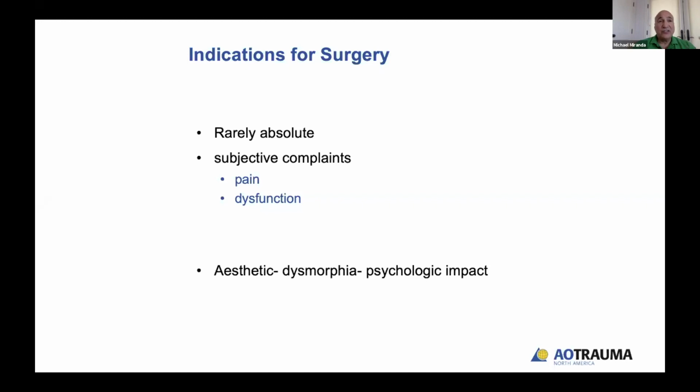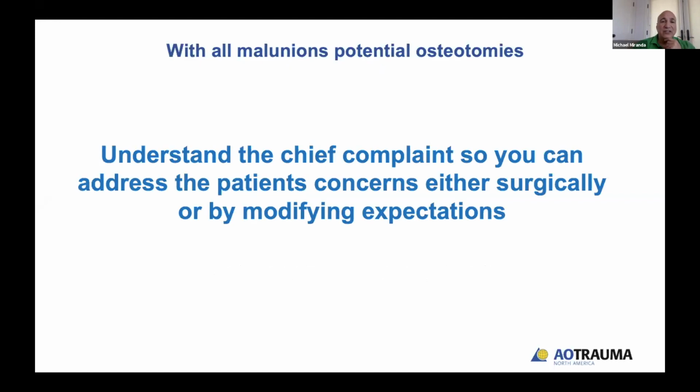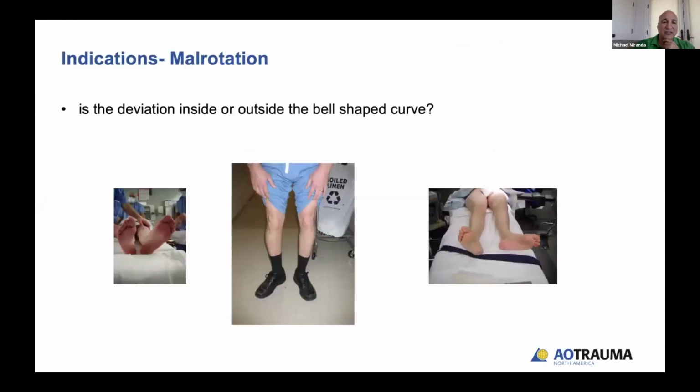Remember that there are some folks who will have some type of abnormality, and this is dysmorphia, which is a psychological issue. You want to make sure that you recognize this so that you can satisfy the patient and make sure that you have a proper indication for intervention. So it's critical that you understand that chief complaint so you can address the patient's concerns, either surgically, or by modifying their expectations so that they end up being satisfied with the interaction.